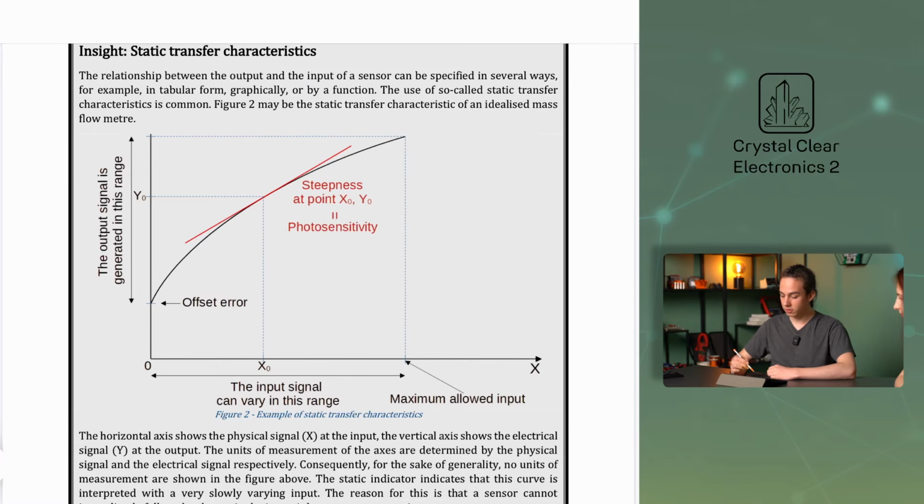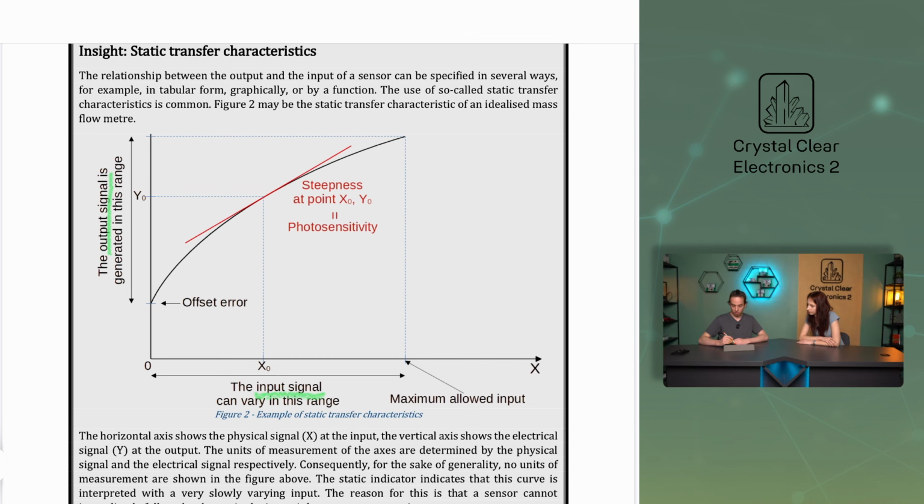The figure is the static transfer characteristic of an idealized mass flow meter. The horizontal axis shows the physical signal as x at the input, and the vertical axis shows the electrical signal as y at the output. The units of measurement of the axes are determined by the physical signal and the electrical signal respectively. Consequently, for the sake of generality, no units of measurement are shown in the figure.